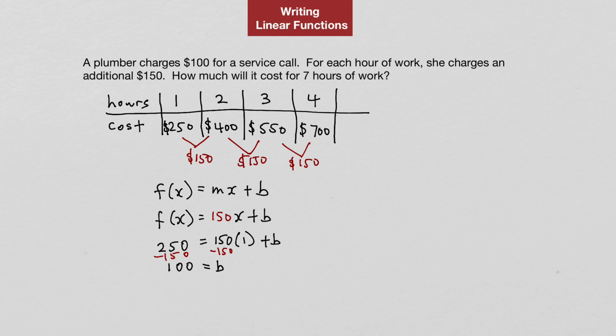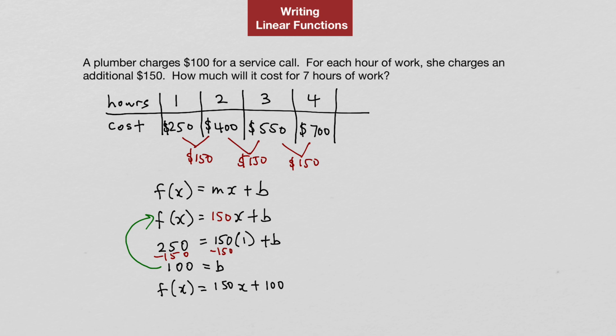Okay, and now that we know what b is, which is 100, we're going to enter that information back into this equation. So we're going to put that back in here and write the equation. f of x is now equal to 150x plus 100. Okay, so that is our formula for this word problem.